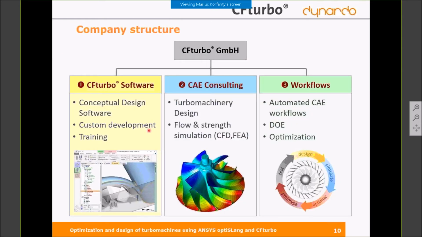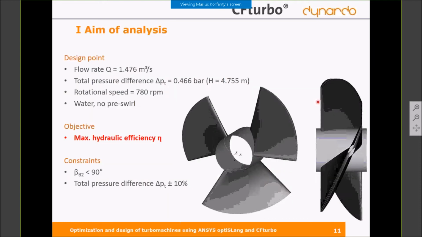Besides this, CFturbo is offering CAE consulting services like the turbomachinery design or simulation, and furthermore workflows like the following optimization example, for instance.